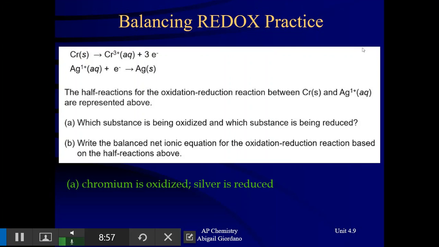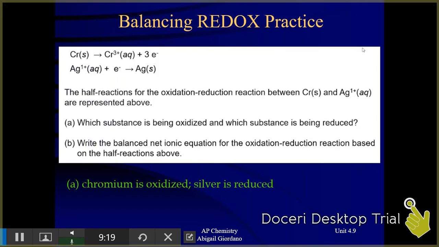So that's actually very nice. They've already written the reactions out for us. So the electrons are already written in. I can see that they're on opposite sides of the arrow. They should be. What's the only problem? The electron count is not the same. So what am I going to do? I'm going to multiply that silver equation, the whole equation, times 3.